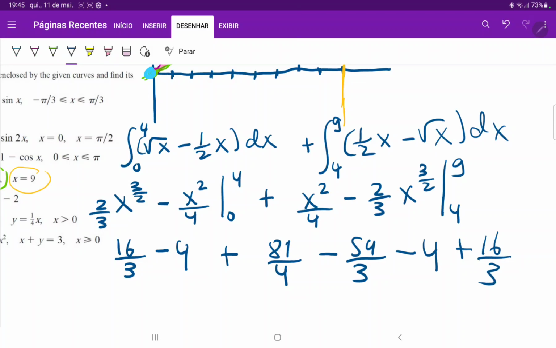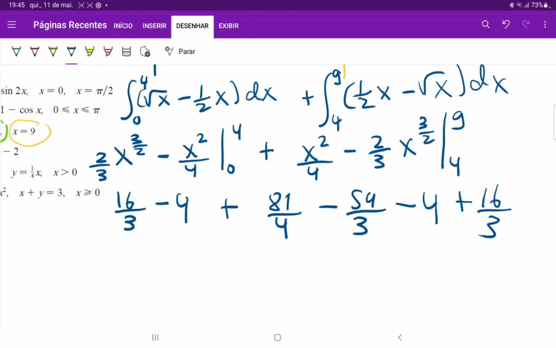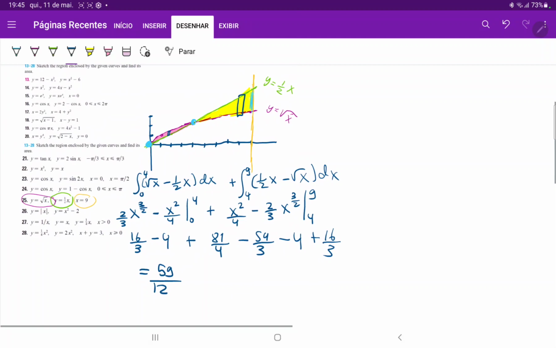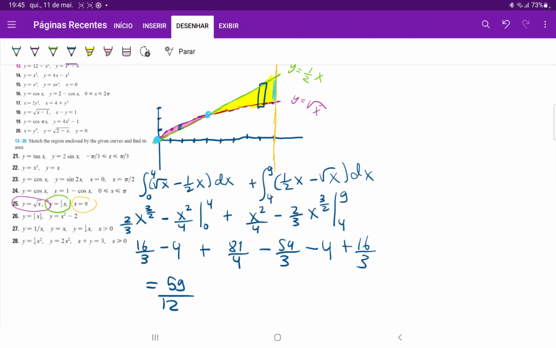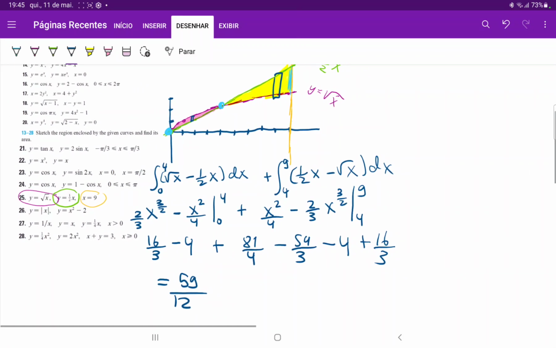So all that's missing is for us to finally calculate this. So this is 16 over 3 times 2 minus 8 minus 54 divided by 3 plus 81 divided by 4. This should give us 59 over 12. And that is the area between these two curves when we break up the integrals into two, and then we evaluate the boundaries.